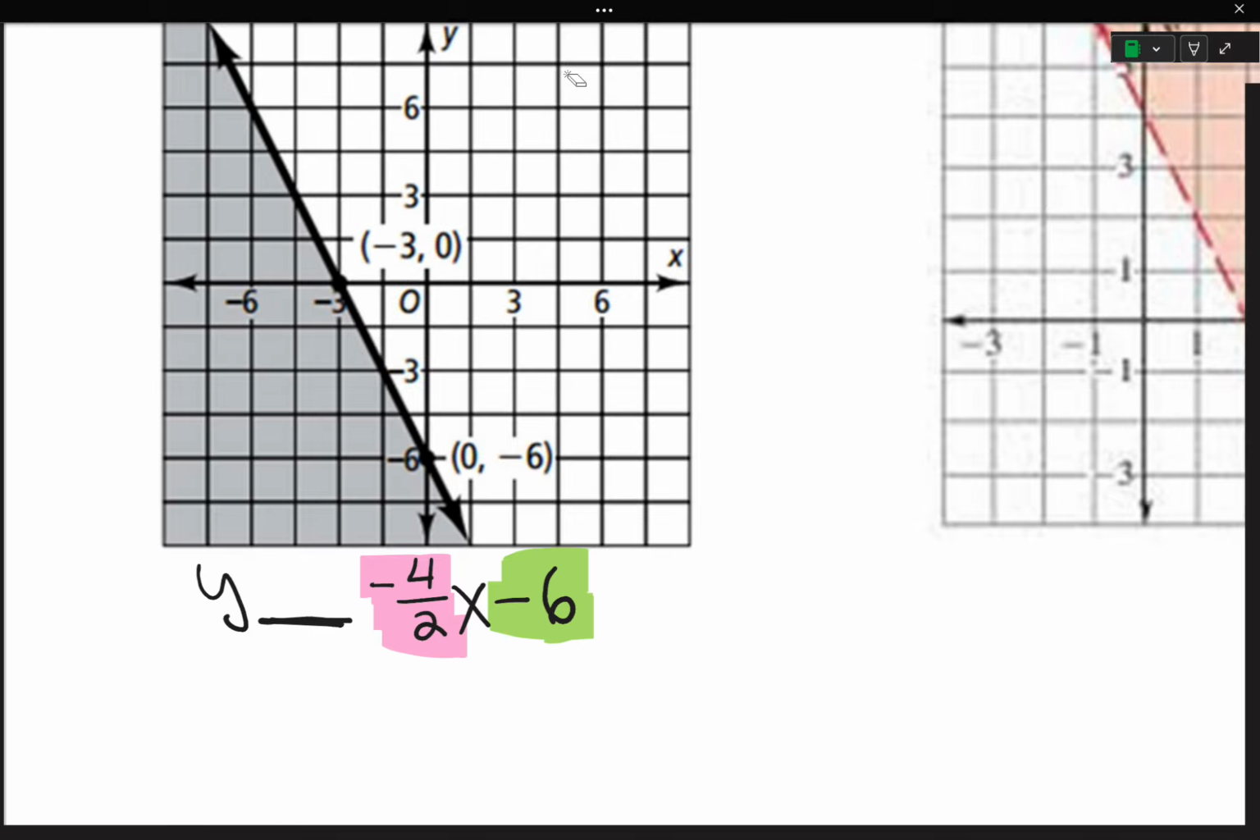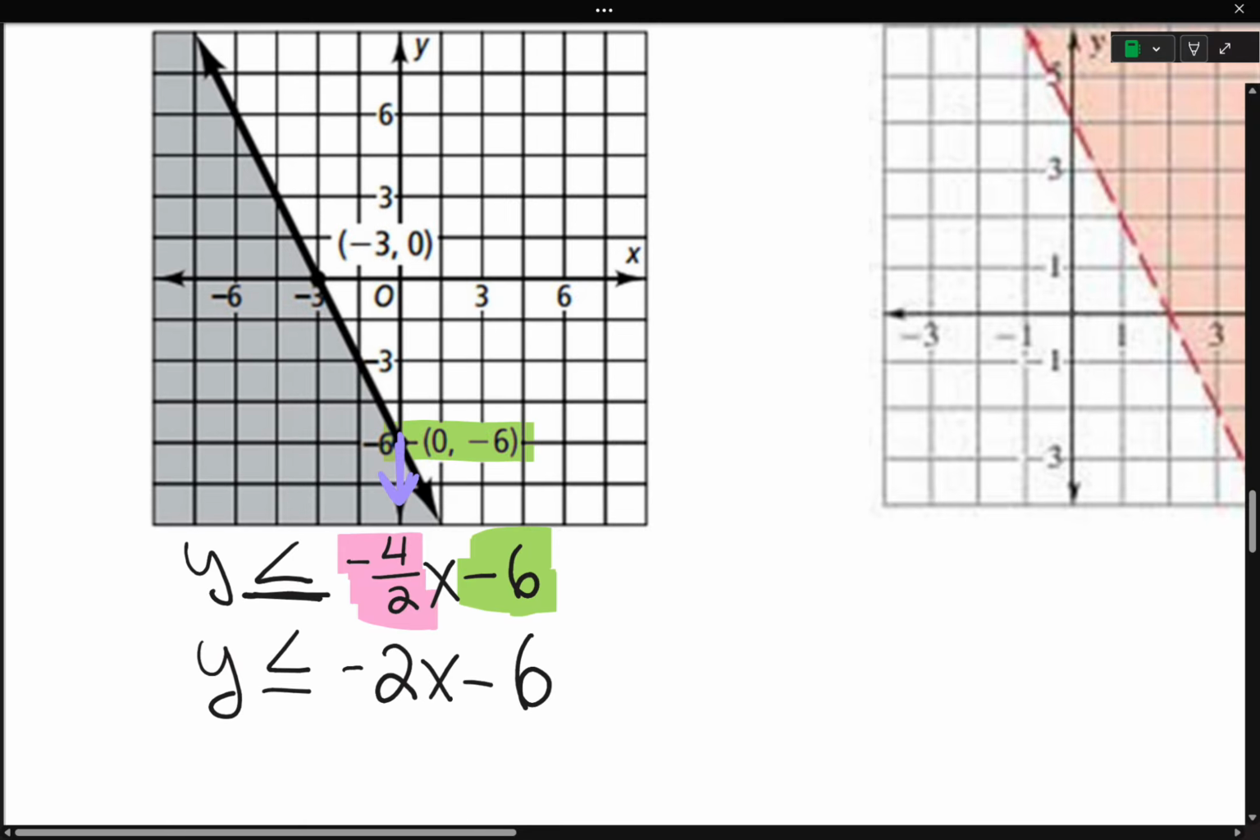This is our y-intercept. It's (0, -6). I'm going to re-highlight it. Is the shaded area above or below it? Well, if I draw an arrow going up for above, it goes into the white space. If I draw an arrow going down for below, it goes into the shaded area, which means I have less than. Y is less than or equal to, and let's reduce our slope to -2x, and then -6. Let's try it again.